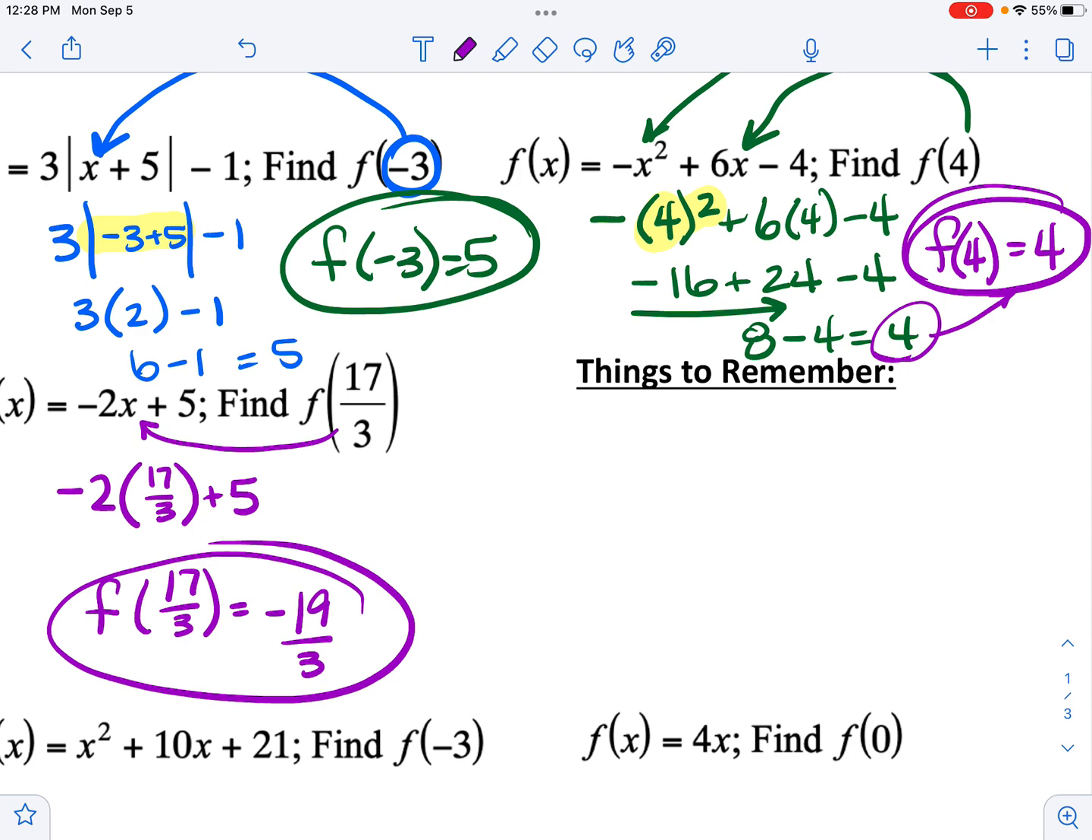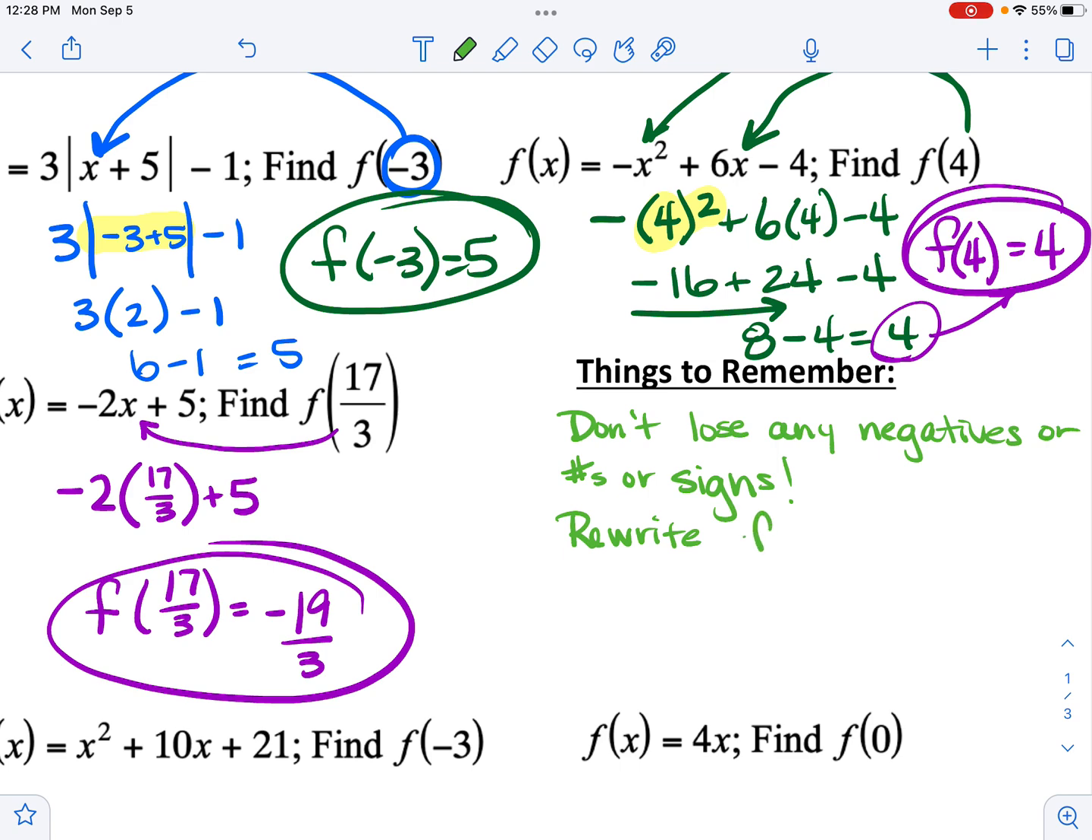So things to remember. Don't drop a negative. So don't lose any negatives or numbers or signs. Rewrite it as f of the number equals the answer. Use Desmos.